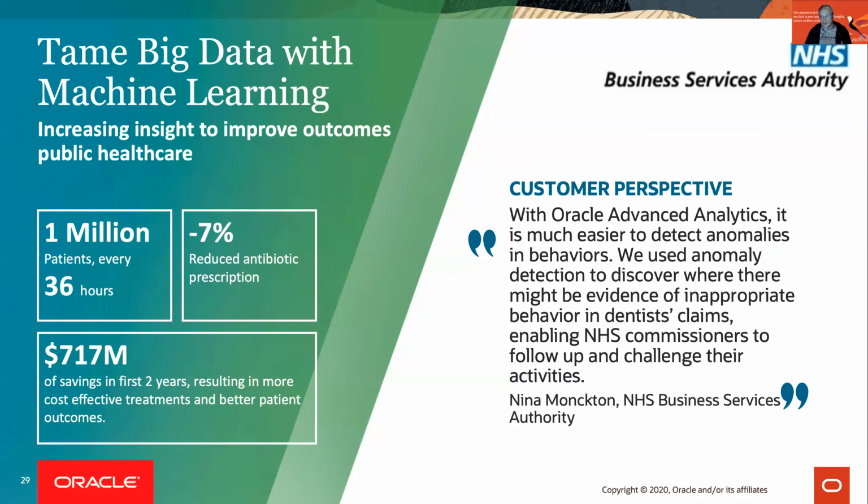Another great success story is about the NHS, the National Healthcare Service in the UK. In particular, we are talking about the Business Service Authority. This Business Service Authority manages around a £30 billion budget, and they provide reimbursement to claims. And they have invested a lot in our platform based on a database, running machine learning algorithms on top of the database to try to find fraud, estimated every year at around £1 billion.